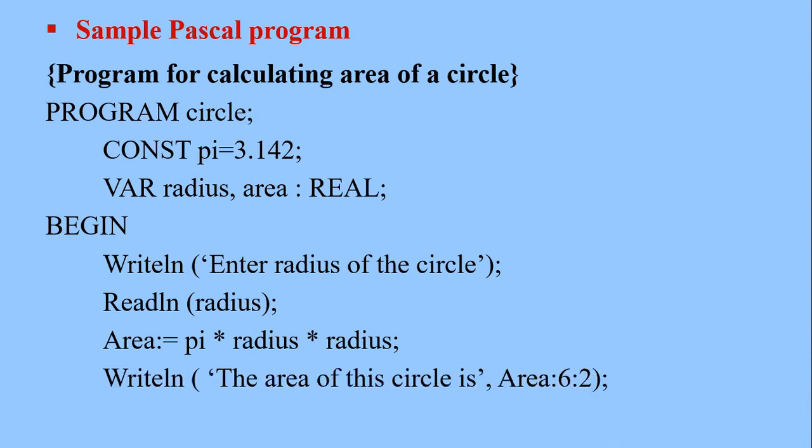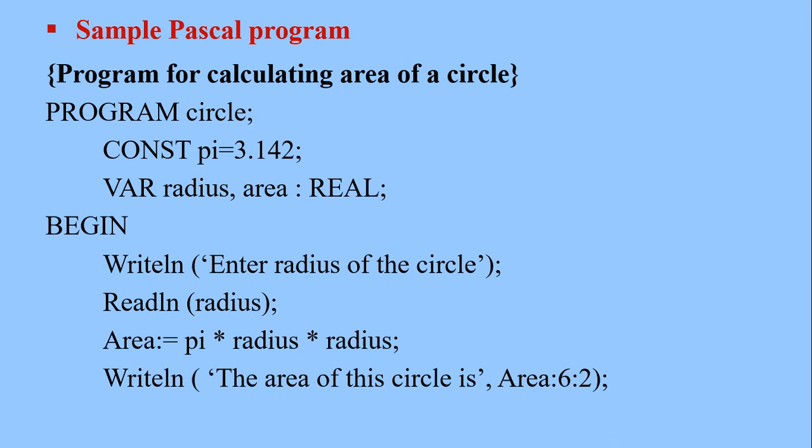Then display this message on the screen. The area of this circle is what is stored in the memory location called area, but format it into 6 characters, or let it occupy at most 6 spaces, with 2 of those characters being reserved for the fractional part. In other words, pick the memory location called area and display it on the screen with a maximum of 6 characters, but ensure that 2 of those characters are reserved for the fractional part. So the fractional part should not exceed 2 characters.